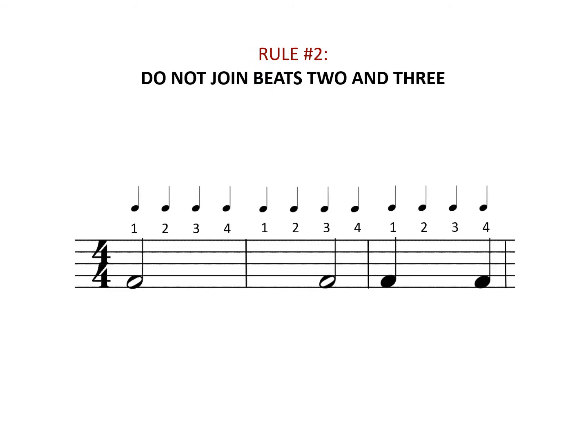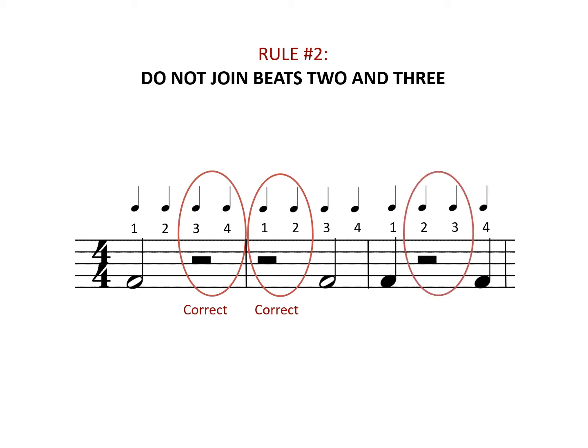Rest rule number 2. Do not join beats 2 and 3. The first and second beats may be combined into one rest, and the 3rd and 4th beats in quadruple time may be combined into one rest. But the 2nd and 3rd beats in triple and quadruple time require 2 separate rests.